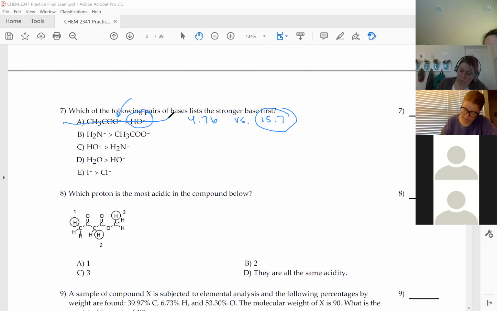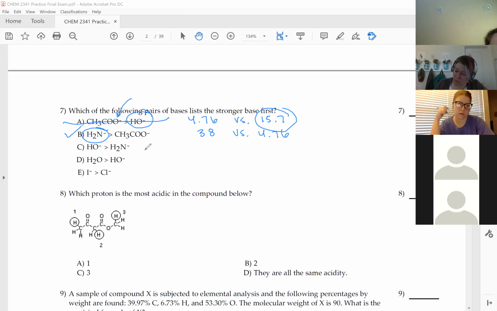Okay, what is the conjugate acid of amide, H2N minus? Ammonia. Right, and what's the pKa of ammonia? Is it 38? Yes. And then we already did this one, 4.76. So does this have the stronger base listed first? Yes, it does. B is going to end up being the answer.